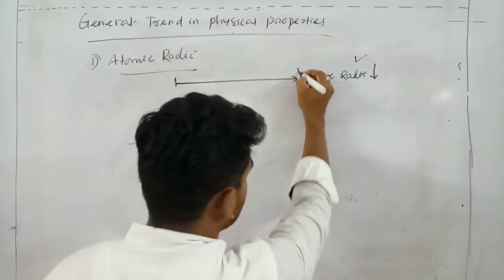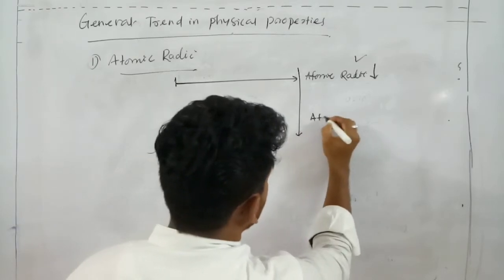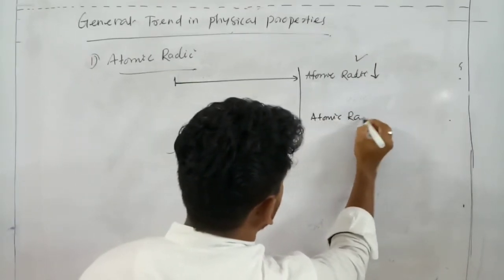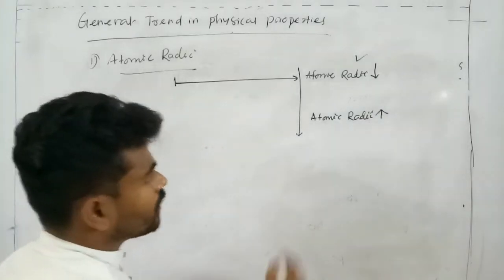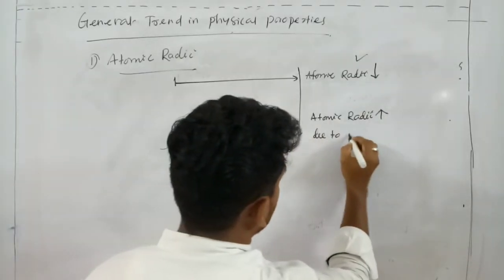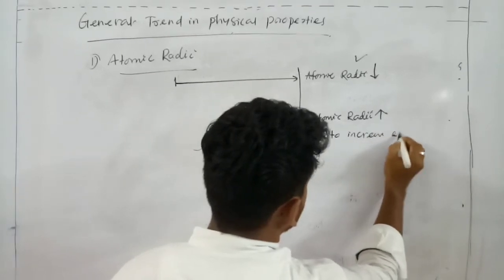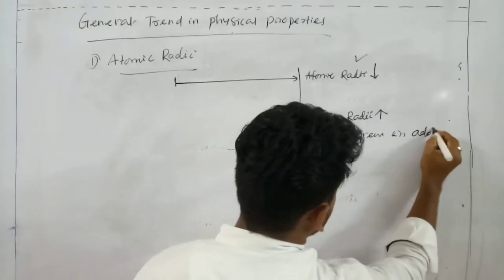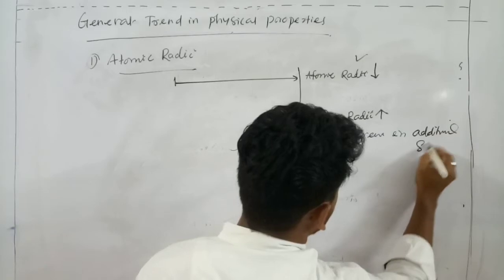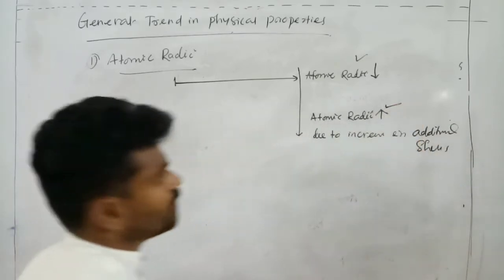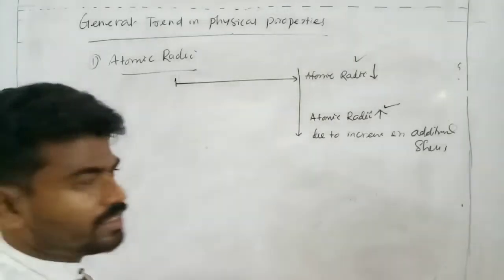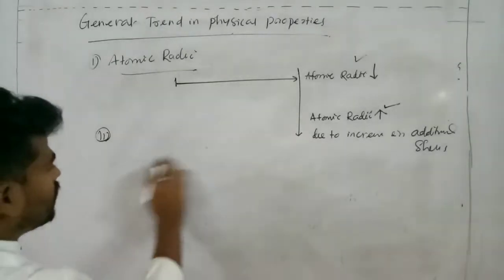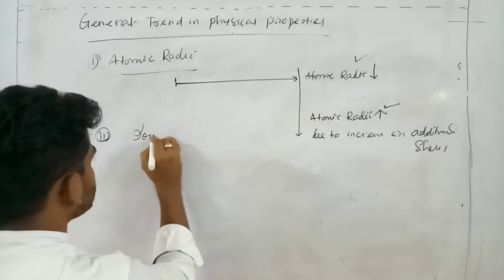However, from top to bottom, atomic radii, what happens? Increases, due to the increase in additional shells. It's very genuine. And next, the second characteristic property you can consider is ionization energy.